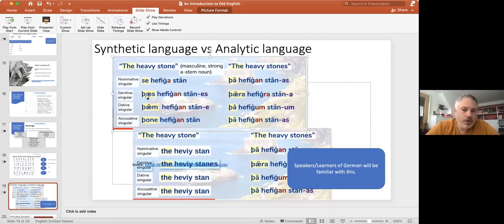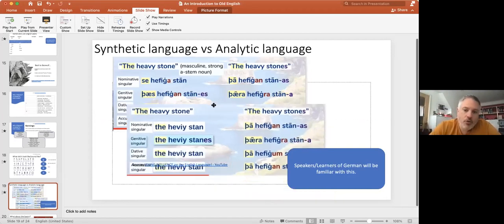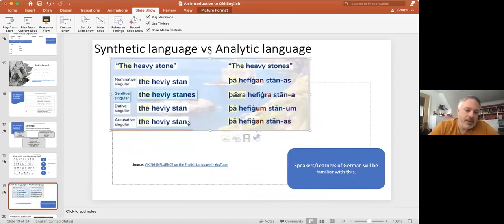It gets even more complicated when I'm talking about the dative. So if I'm on top of the heavy stone, them hefigan stane. If it belongs to the heavy stone, thas hefigan stanes. And that's the only ending which is still here in modern English. This is the apostrophe s, which is the only echo that we've got from the Old English inflections which you had on words. By the time that the Normans came, this is what replaced it. So the really complicated synthetic language, where all the endings were changing, with the words for the changing depending on their role in a sentence, became the heavy stone.